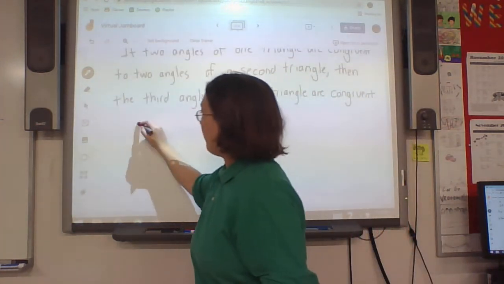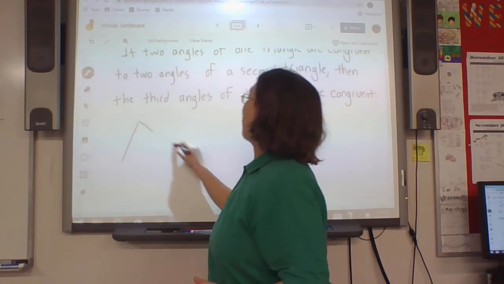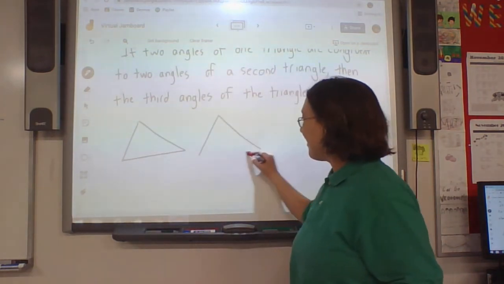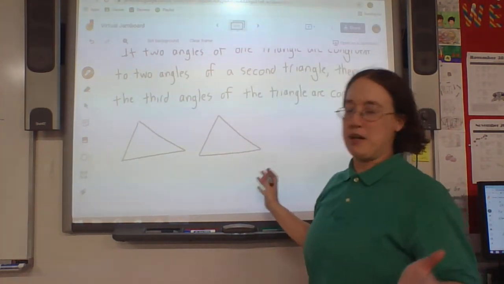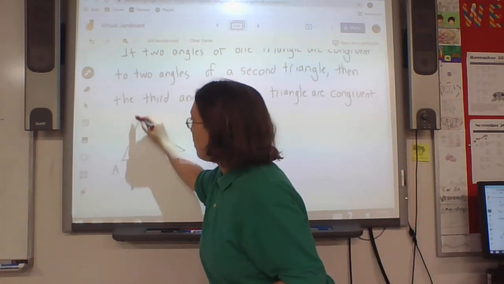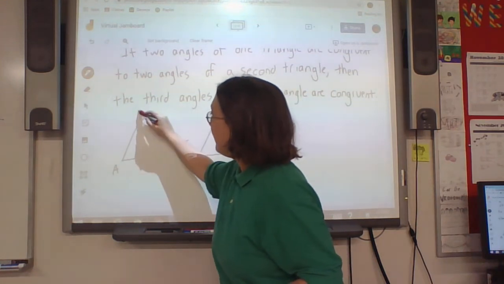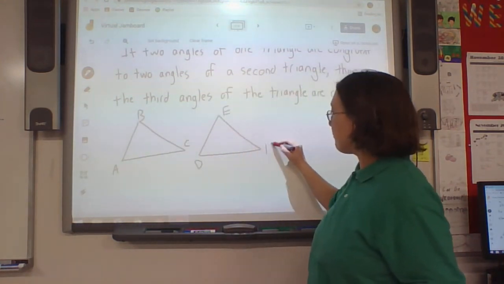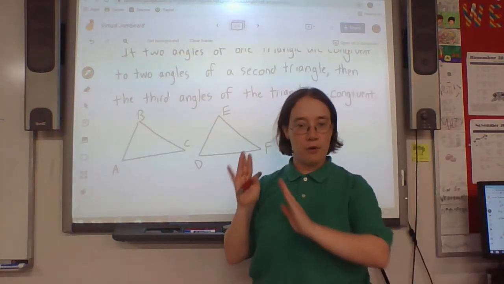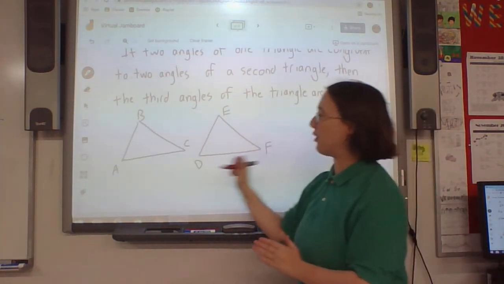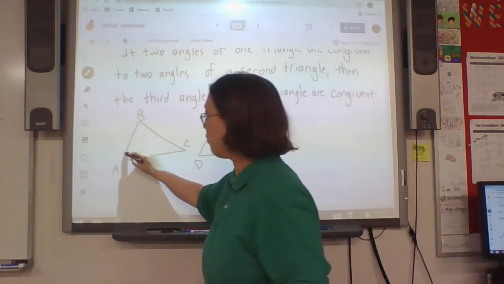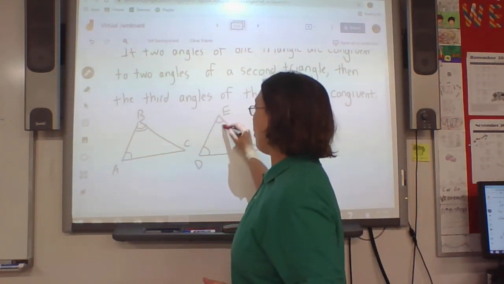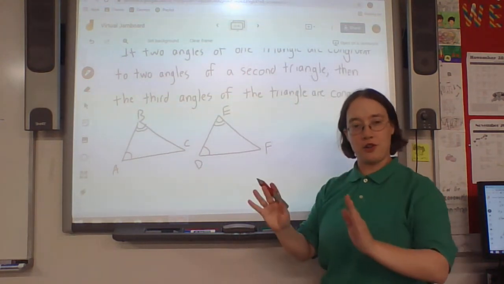So I'm going to draw a triangle like this, left here, and a triangle like this. Pretty close to here. So we're going to call this A, B, C. And we're going to call this triangle D, E, F. And we're starting off with two of these angles that are congruent. So I'm going to go with these ones and these ones. And it doesn't matter which ones we pick as long as we pick two of them. So that's what we're starting off with.